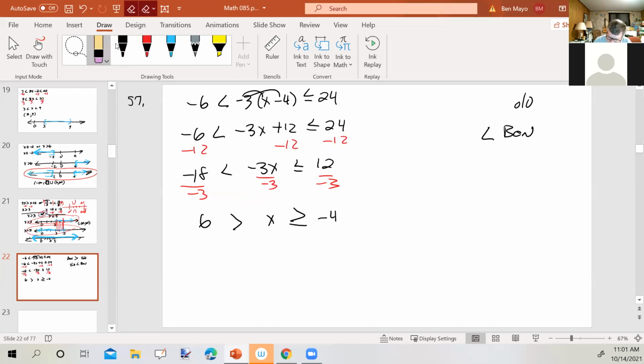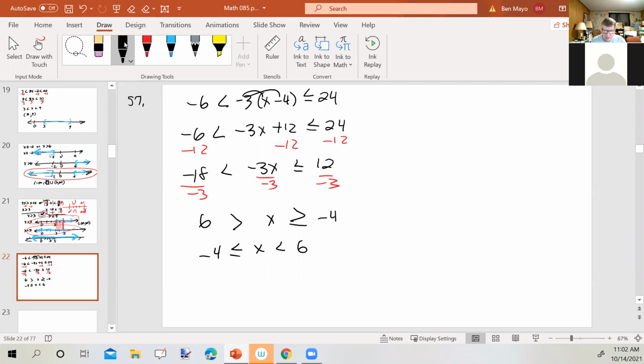So what does that mean? That means right here, we're going to write it like this. -4. Okay. So the first one you'd say what? X is less than 6 and greater than or equal to -4. And the second one you'd say X is greater than or equal to -4 and less than 6. So they're saying the same thing.